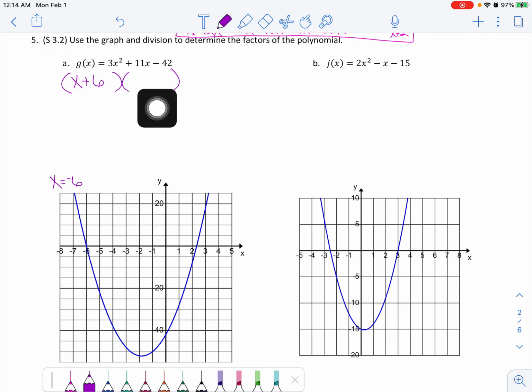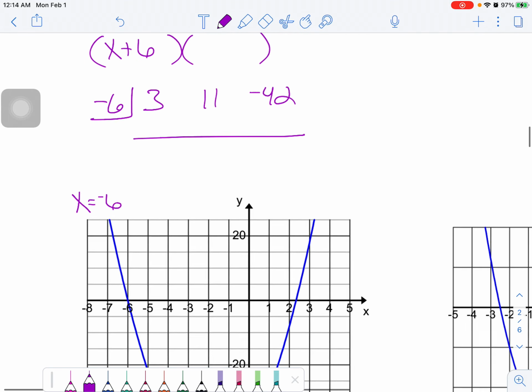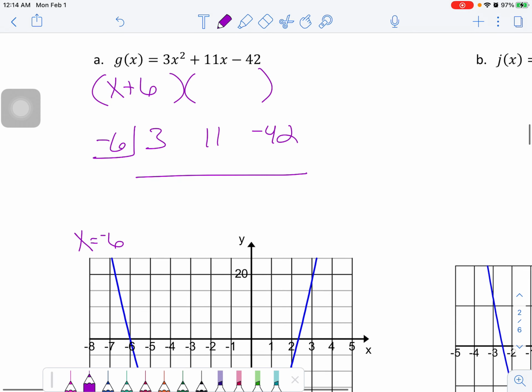Now I need to figure out the other factor. Now it says to use division. I tend to use synthetic division just because I find it faster. So I'm going to use the value that x is equal to, so negative 6, grab the coefficients of my function, so 3, 11, negative 42. I'm going to zoom in on that, we're just focused on this one piece.